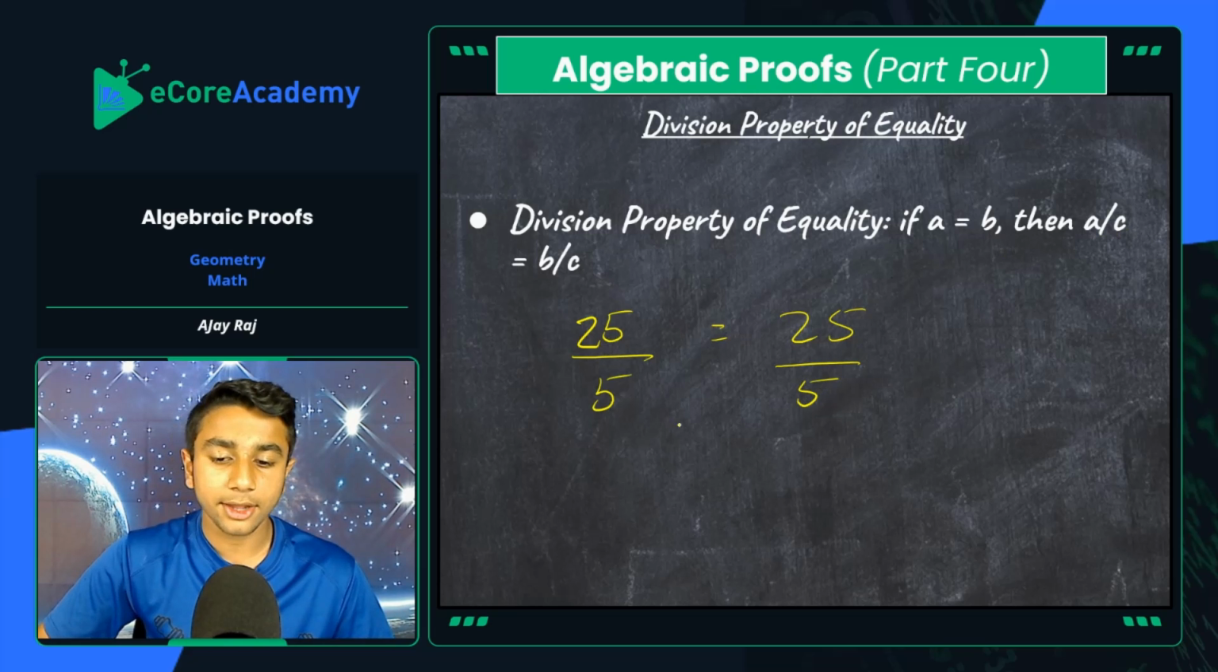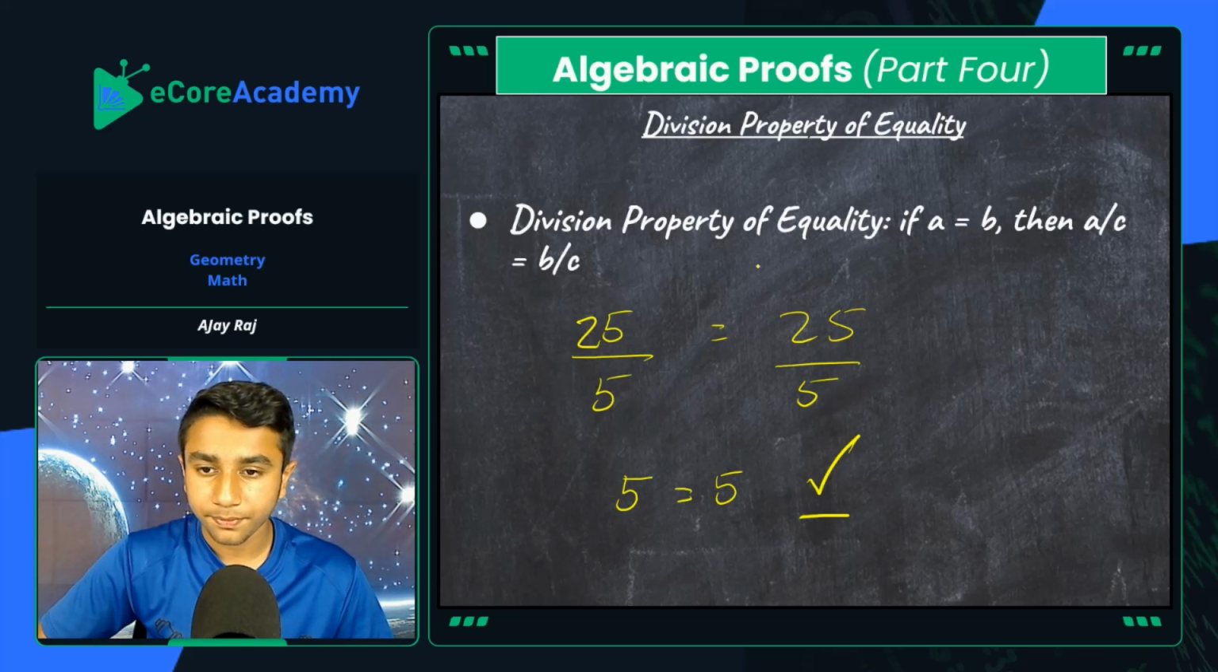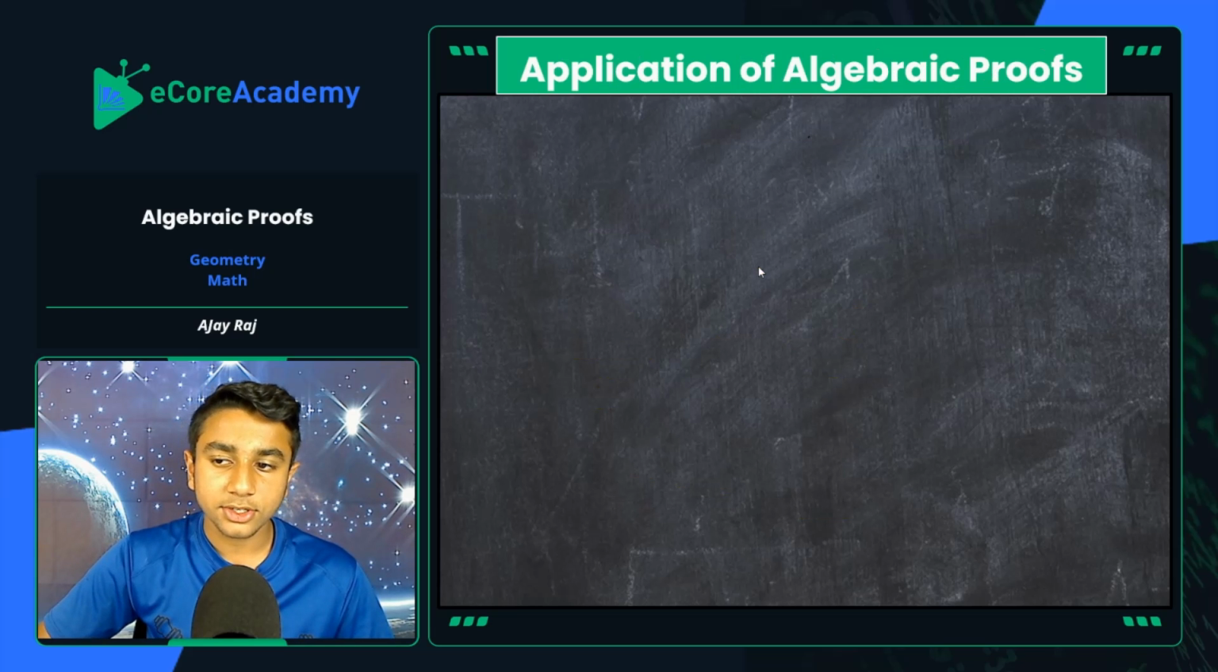And if we calculate that, we get that 5 equals 5 after simplification of this balanced equation, and we can see that this is always going to be true, since 5 does indeed equal 5, which proves our division property of equality. So let's move on to the application of algebraic proofs.